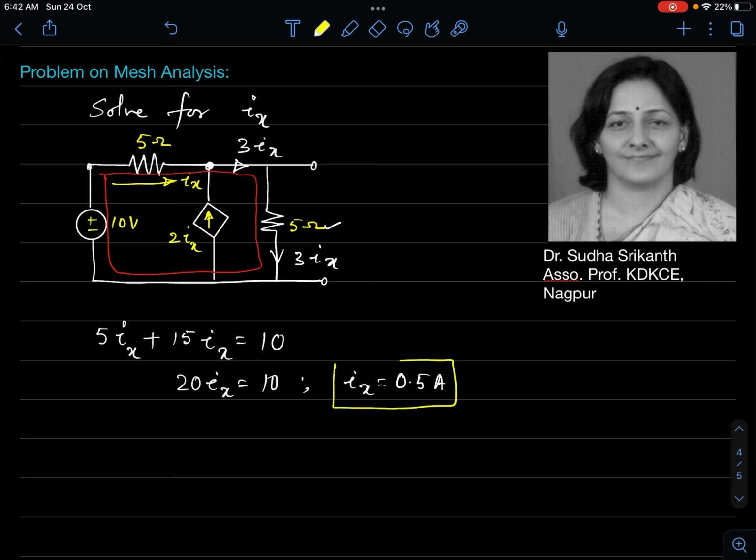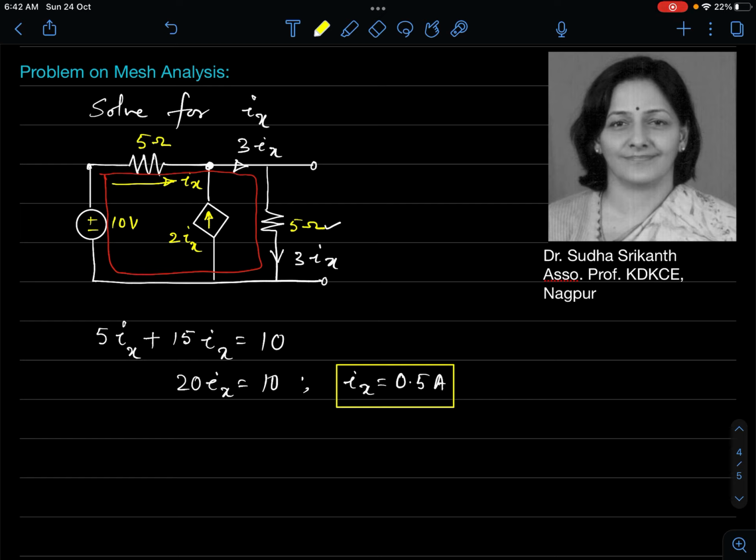Okay. So problems of this nature can be an objective kind of problem. In competitive exams, you find problems of this nature. It's a simple technique to do. You try to find out a route wherein you will not encounter the dependent source or the current source.